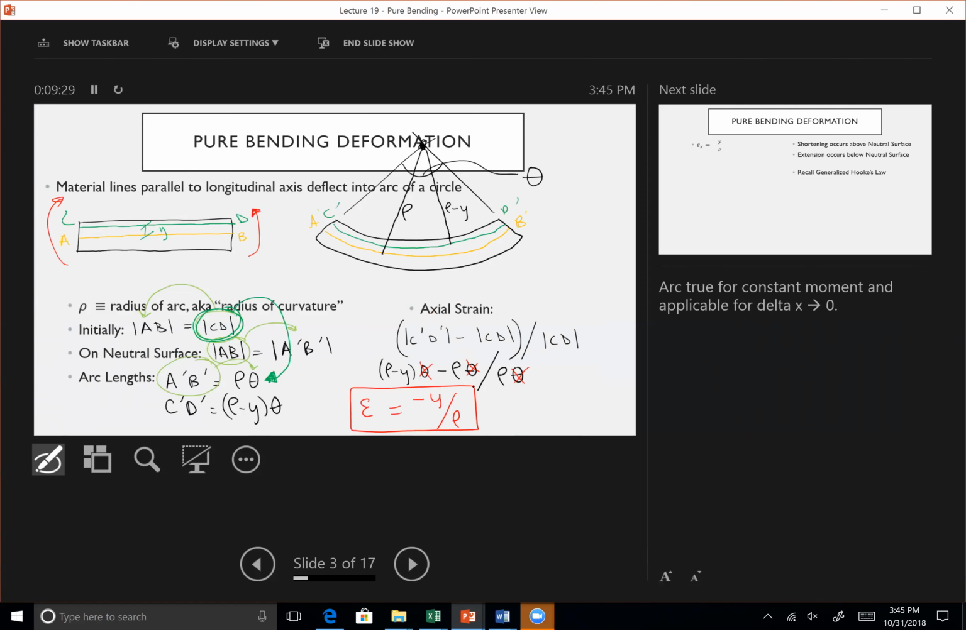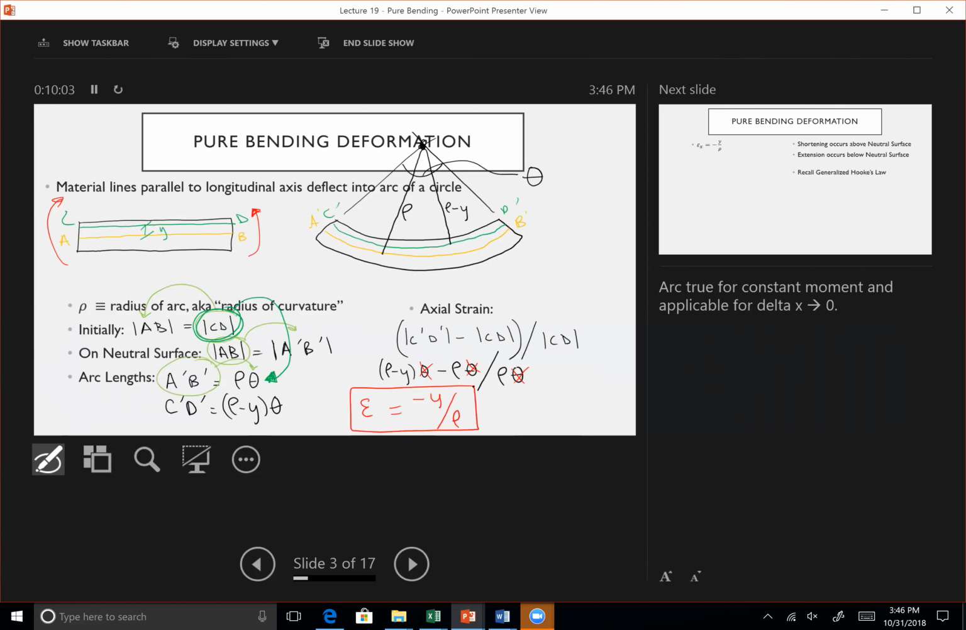Does everybody see that? Yeah, so for CD, it's rho times theta, because it equals AB. But isn't AB equal to CD or no? In the initial configuration it was, but not after it bends. So C prime, D prime is not equal to CD. Correct. Only A prime, B prime. Only the neutral surface stays the same. Everything else changes. So then if CD was on the other side of AB, would you have to flip this side?